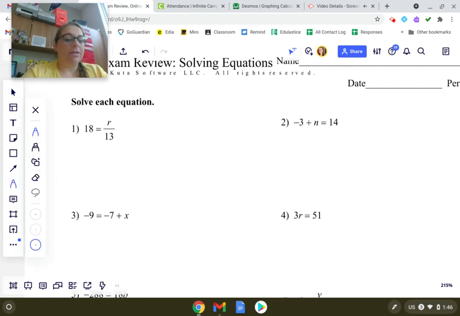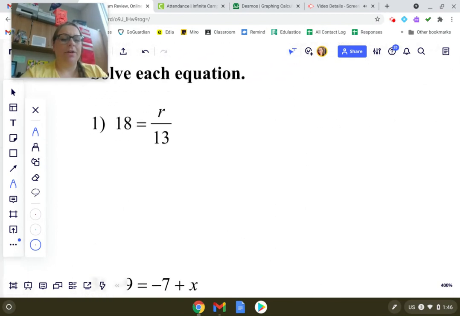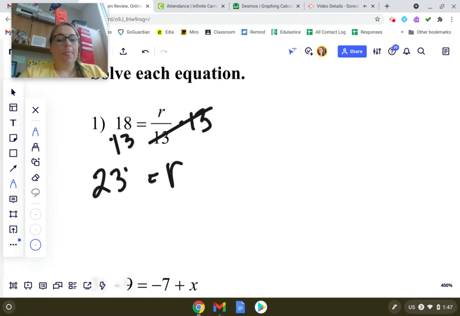So if I'm looking at number one, we can see it's r divided by 13 equals 18. If we want to get r by itself, we want to get rid of that 13. Well, 13 is dividing, and the opposite of divide is to multiply. So let's multiply by 13 on both sides. These cancel out, leaving us with r. And 18 times 13 gets us 234. That's all we have to do here.